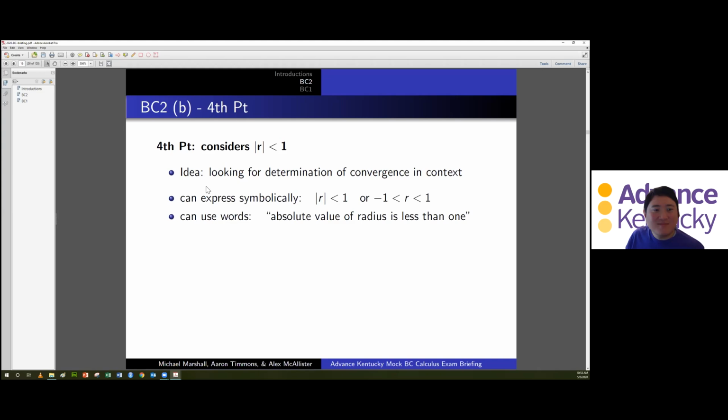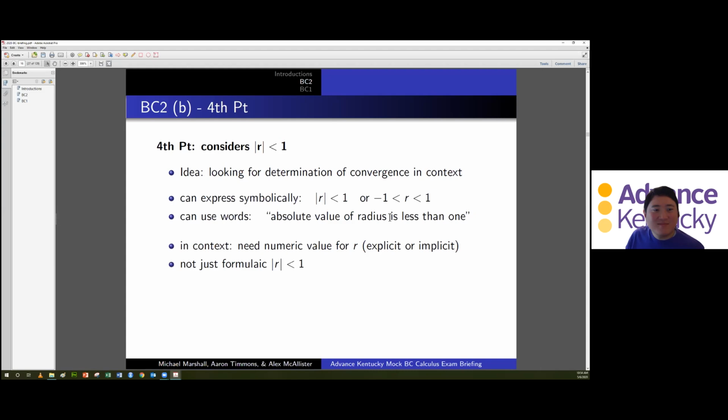They can express it symbolically: the absolute value of r is less than 1. We'll let them work with the interval -1 less than r less than 1. The student can use words: the absolute value of the ratio is less than 1. All of those are fine ways to express this determination of convergence.